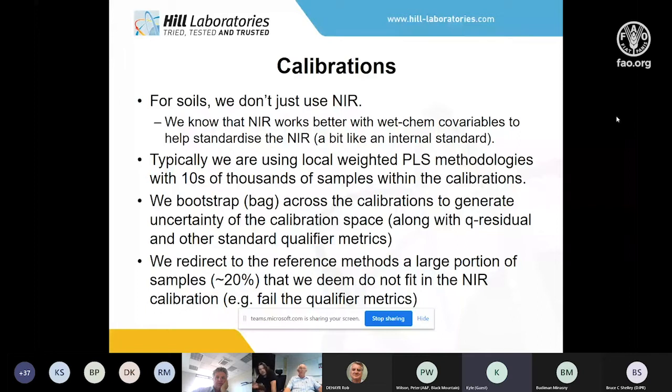The way that we sell NIR results, like the package for total carbon, is we do a NIR scan first, and if we think that's good enough, we'll offer that result. If we don't trust it, we redirect that to the reference method at our cost to provide the customer with the best quality result we can, finding the sweet spot between cost and quality, I guess you could say.